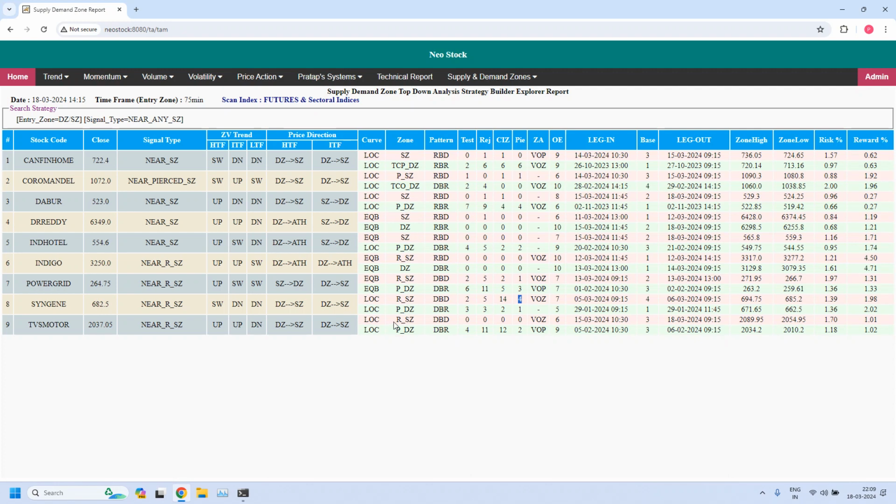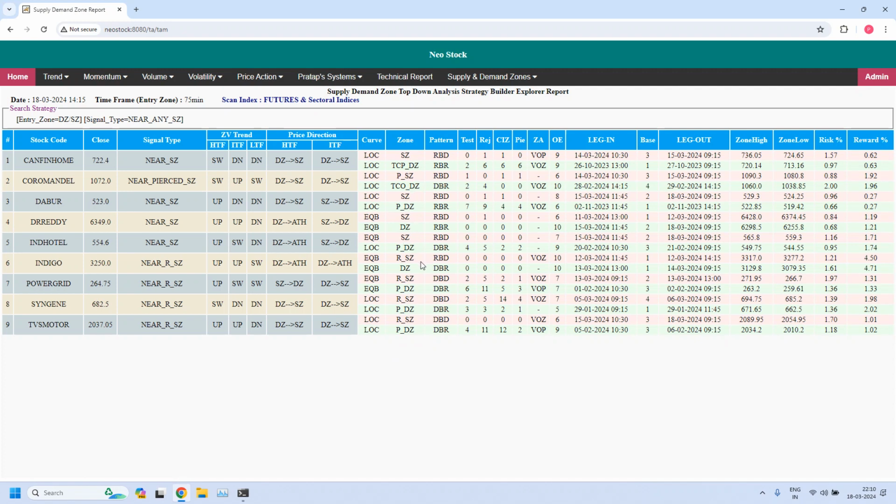And TVS Motor is a high liquidity supply zone. It is a fresh zone. That means we have identified 2 eligible high liquidity supply zones. But you need to check the quality of the zones by fine tuning. Indigo and TVS Motor. Anything we missed?